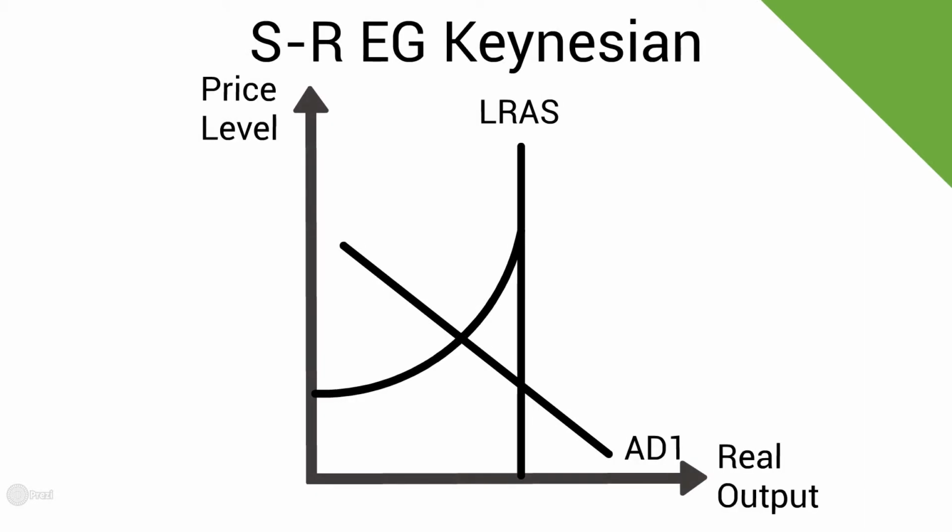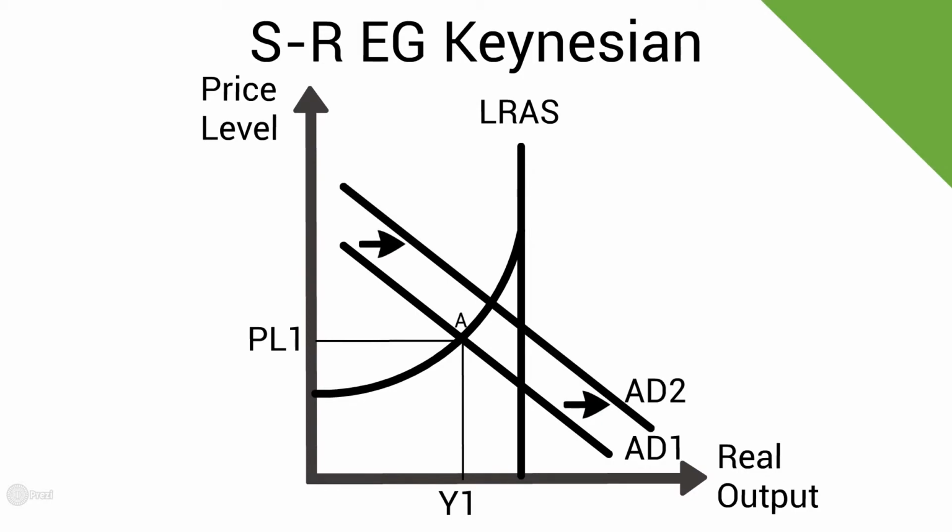We can also show short-run economic growth on a Keynesian AD-AS diagram. Here we have an economy where the initial equilibrium is the point where AD1 crosses the long-run aggregate supply curve, which is at point A, with a price level PL1 and a level of real output of Y1. Then there is an increase in the level of confidence in the economy, or a fiscal or monetary stimulus. This causes the aggregate demand curve to shift outwards from AD1 to AD2.